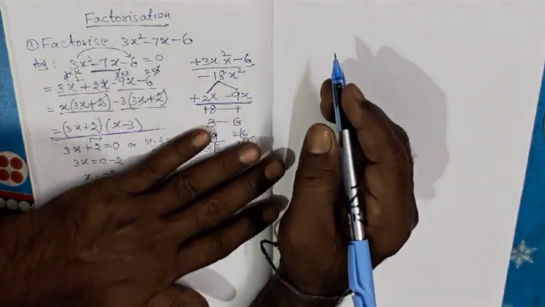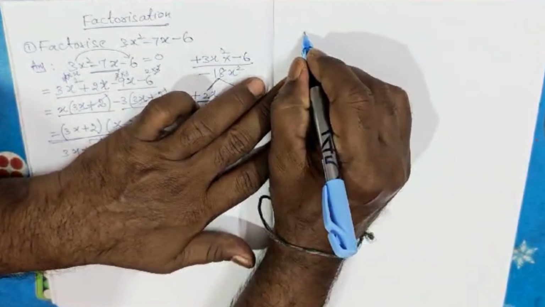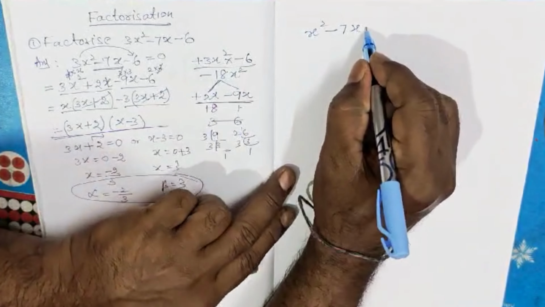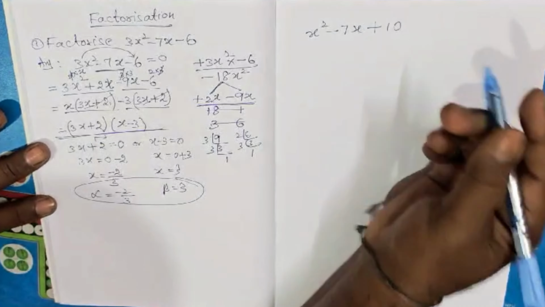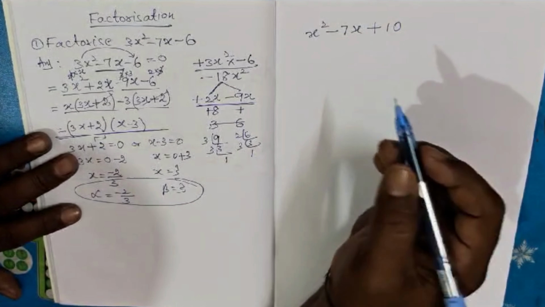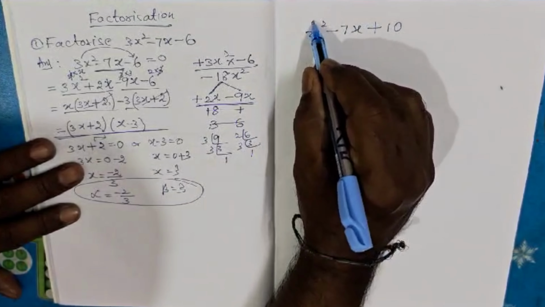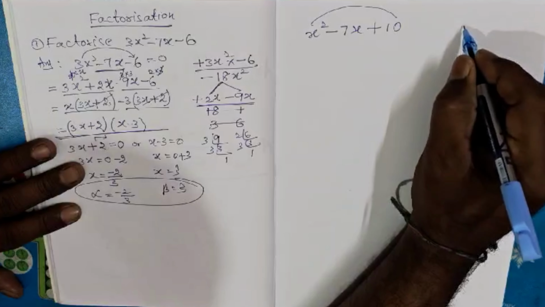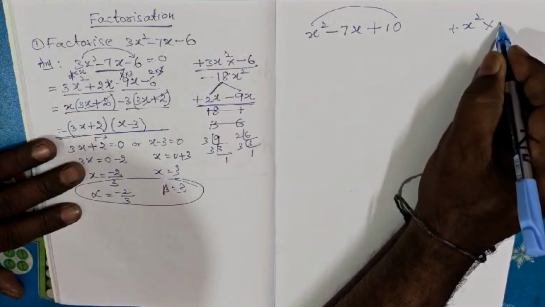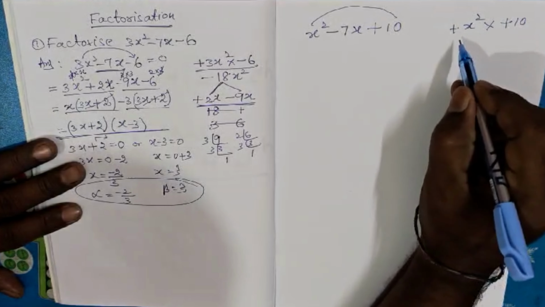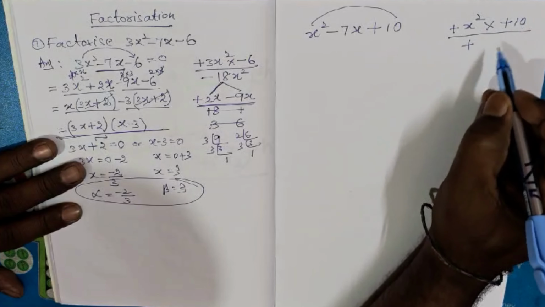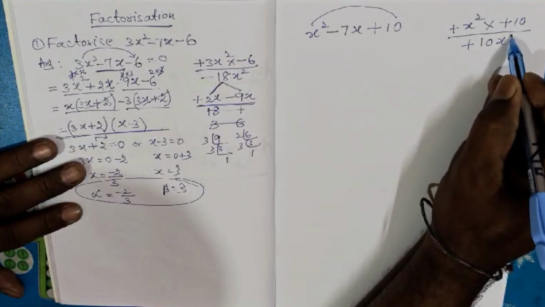addition case. Let's take one simple example: x square minus 7x plus 10. Let us factorize this polynomial. Now, once again, same steps. Multiply first and last term: x square plus, x square into plus 10. When plus signs are there, you can neglect signs. Plus into plus is again plus only. So, x square into 10 is 10x square.